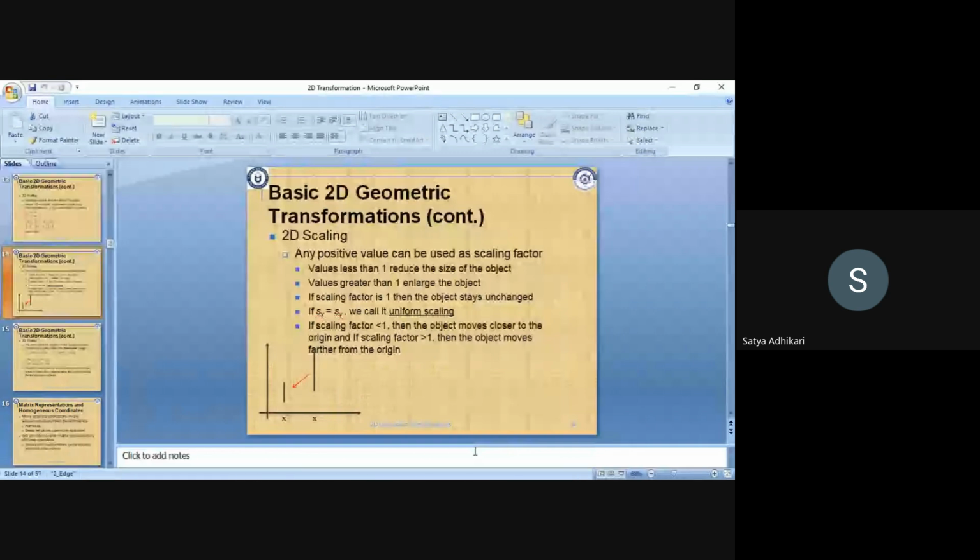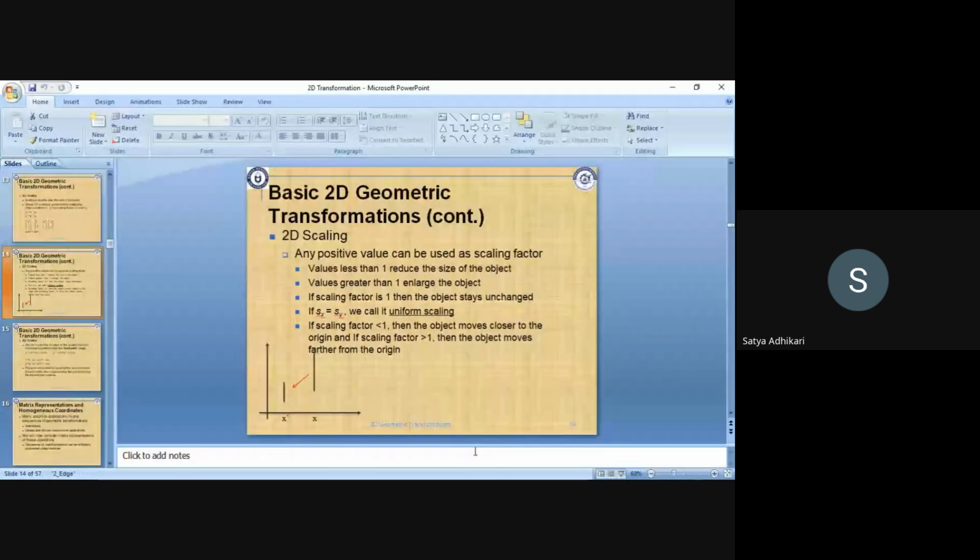Similarly, if the value is greater than 1, the size increases. It enlarges the object. If the scaling factor is 1, the size is not changed. So that is why a scaling factor of 1 you may avoid. Because if you take Sx as 1 and multiply with x, you will get the same x. So if the scaling factor is 1, the size of the object remains unchanged.